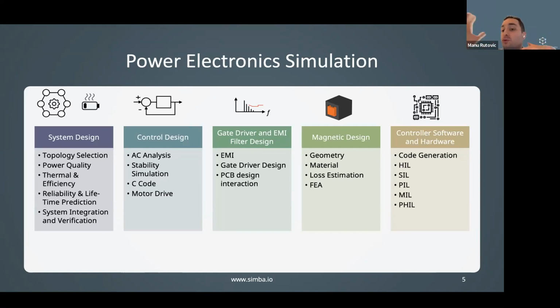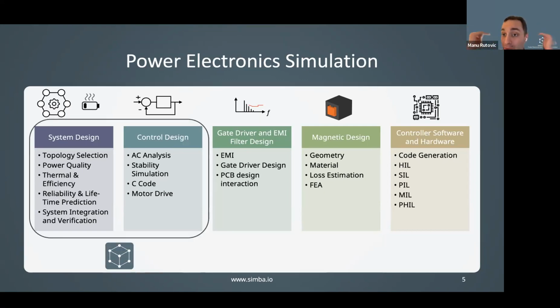Then there is what we can call the control design, where we'll look at the transfer function of our system, look at the phase and gain margin, and from that calculate the closed loop and synthesize the controller. Maybe we'll write some algorithm in C code. Maybe we'll build the controller of our motor drive. So those two steps, this is where SIMBA is very good at. This is basically the strength of SIMBA.